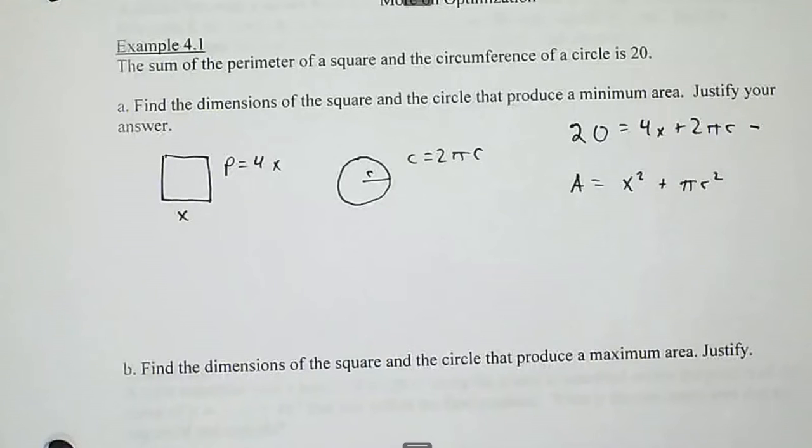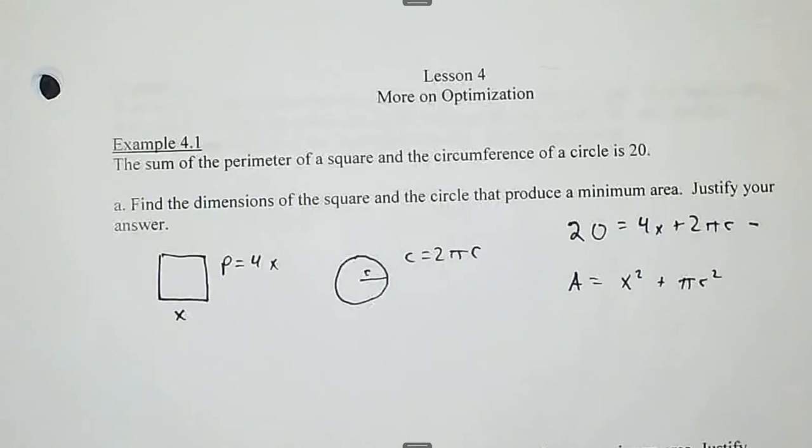Okay, so what we're going to be doing today is more on optimization. So we're going to start with this first problem. The sum of the perimeter of a square and the circumference of a circle is 20. Find the dimensions of the square and circle that produce a minimum area.